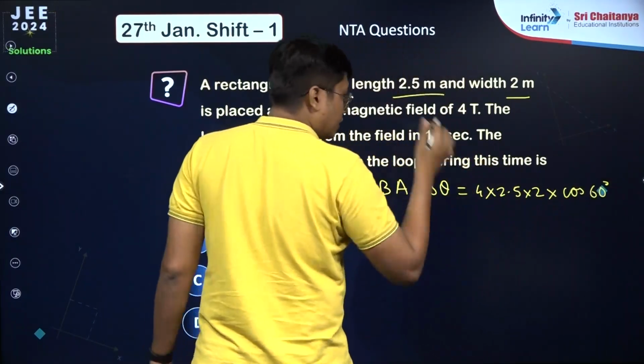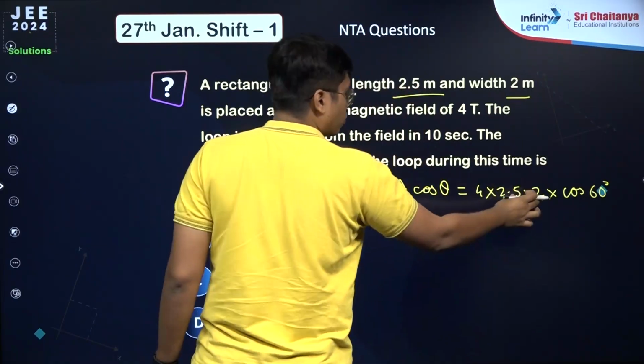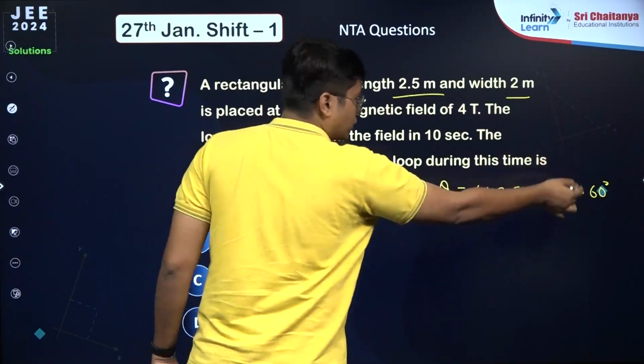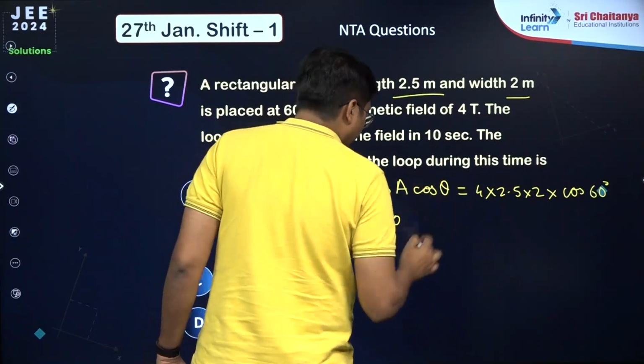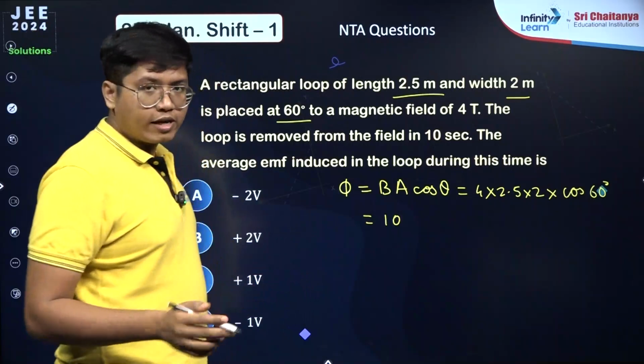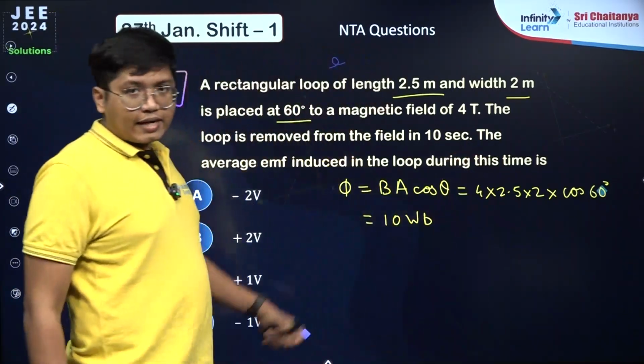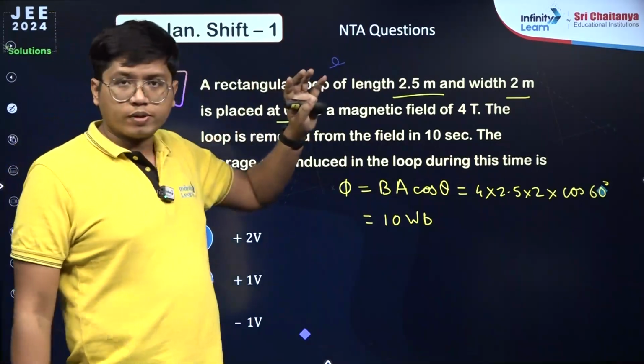That made it 2.5 into 2 is 5, 5 into 4 is 20, 20 into cos 60, which is half. So you'll eventually arrive at 10 Webers. That is the flux associated with this loop.